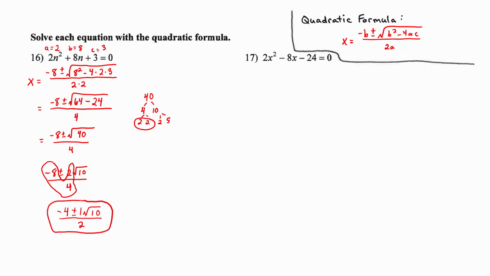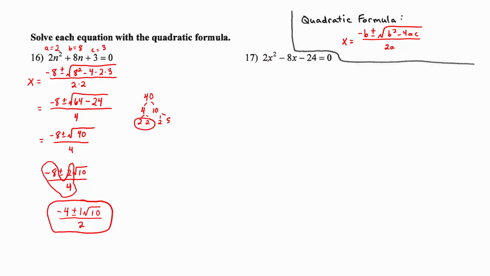I can leave it or I can take it off, but my answer here is negative 4 plus and minus the square root of 10 over 2. I can't simplify the negative 4 and the 2 because there's not also a number in front of the square root that's also divisible by 2. It has to be in all 3 places.